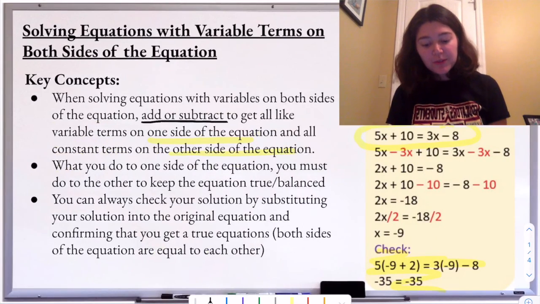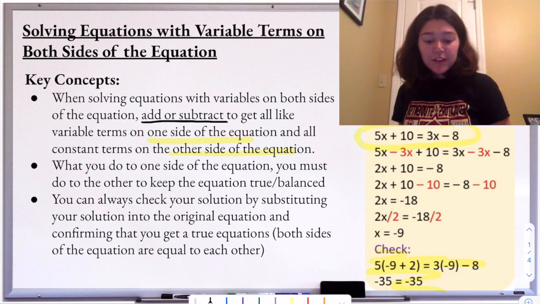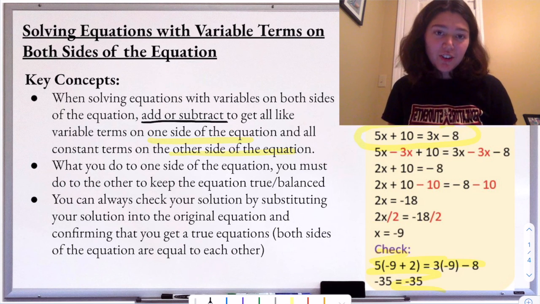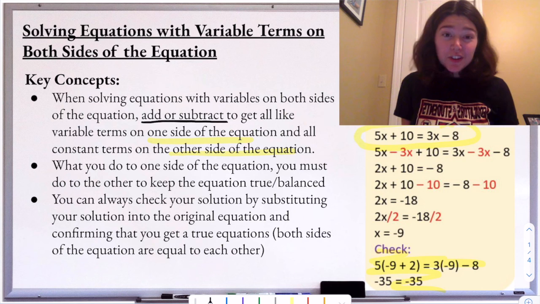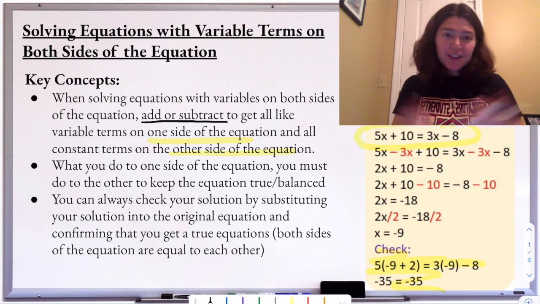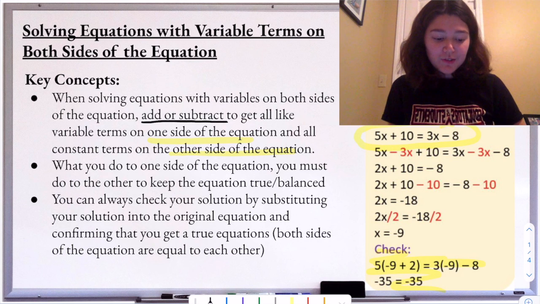Alright, so key takeaways from this video. Our goal is always to add or subtract in order to get all the variable terms on one side of the equation. And then once we do that, we'll have a two-step equation. Then we'll move all the constant terms to the right-hand side. We'll have a nice, easy one-step equation that we can solve.